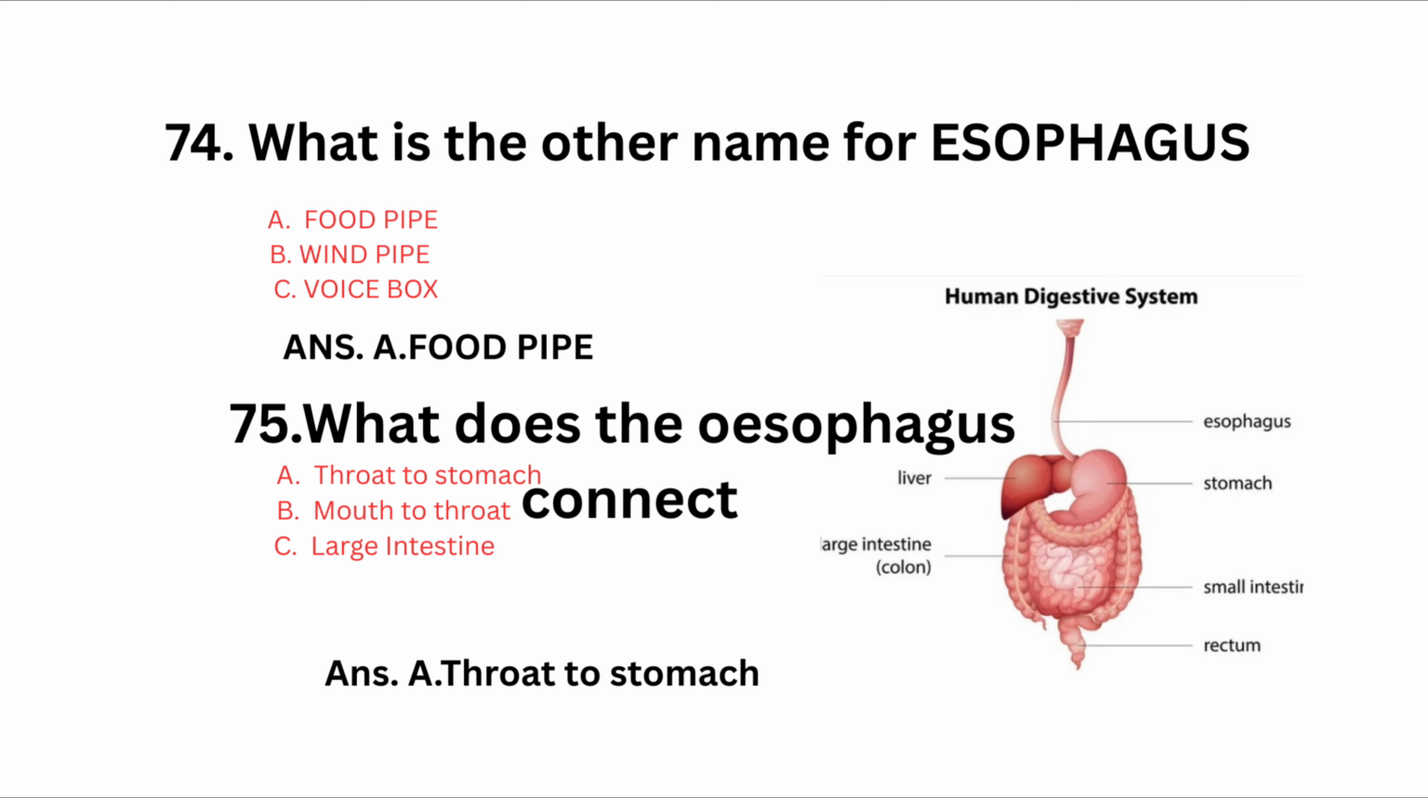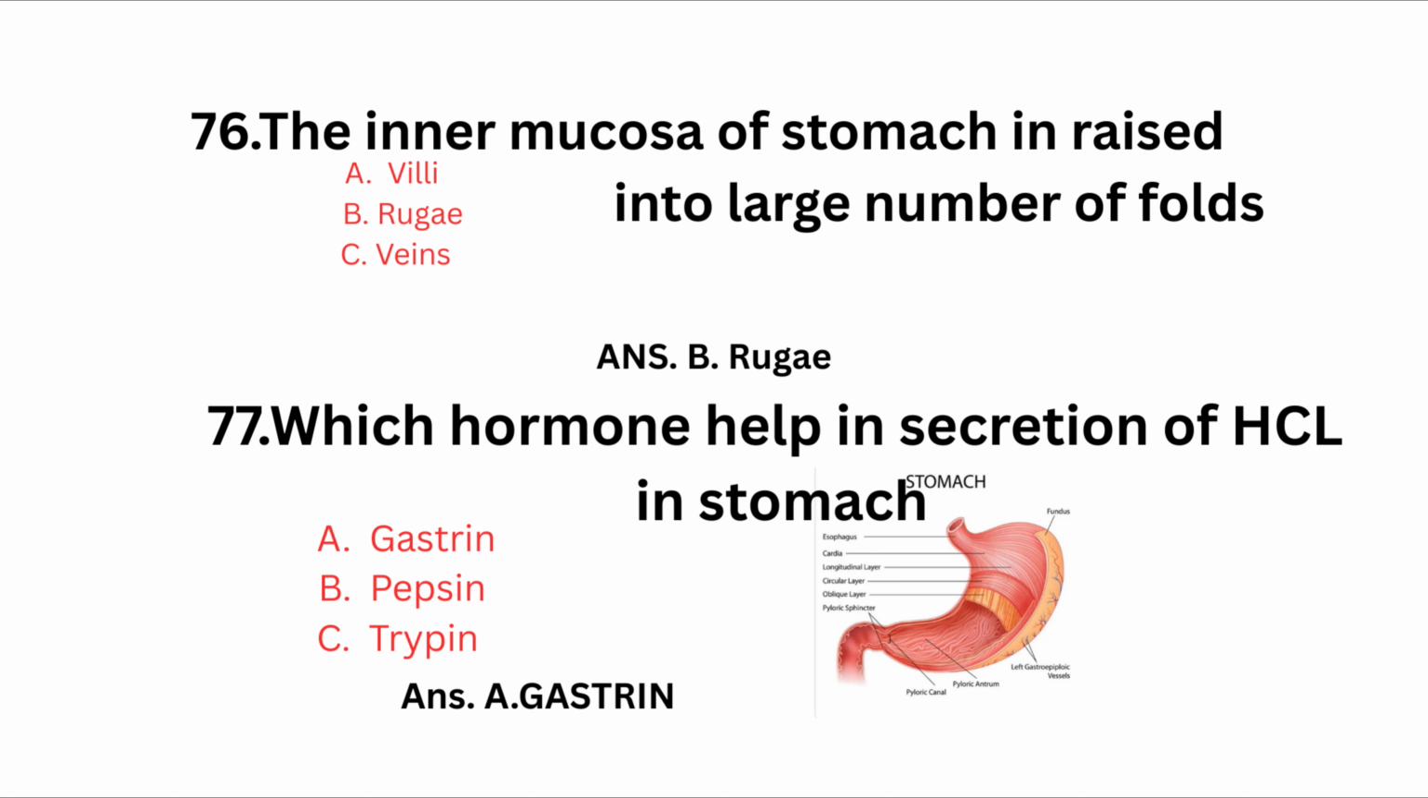75. What does the esophagus connect? A. Throat to stomach. B. Mouth to throat. C. Large intestine. Answer A. Throat to stomach. Exactly. The esophagus, or the food pipe, is basically from the back of the mouth, that is, throat to stomach is the esophagus.